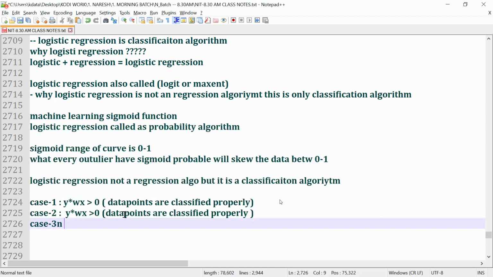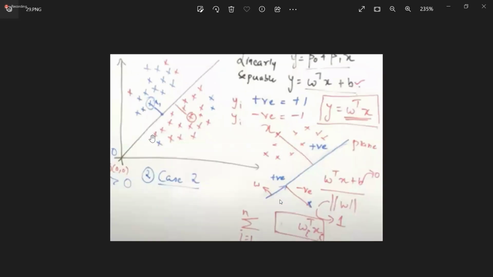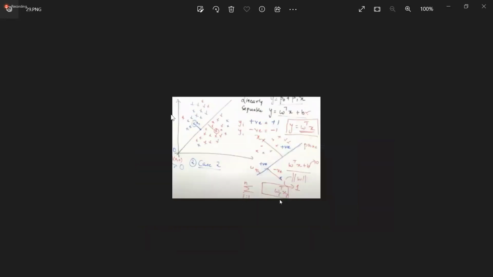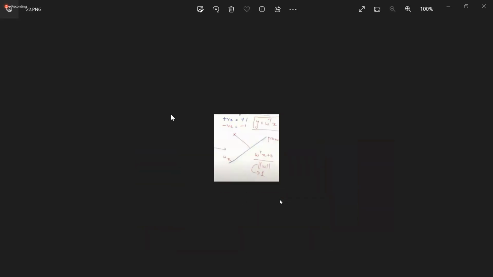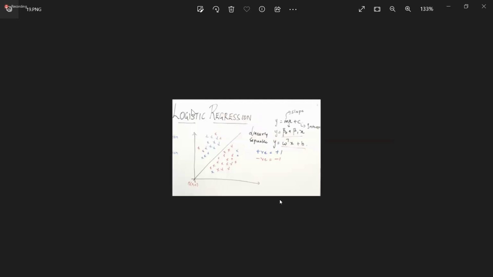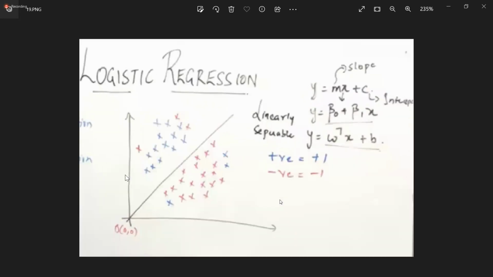Let's go to case 3. In case 3, did you see in this graph we have some data points or not? In this graph, we have some data points. Did you see the red ones or not?